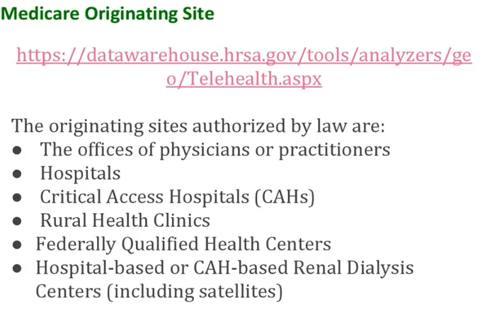This is the link that you can use as a tool, right? To determine if you can render a telehealth service to your patient. Just go here and then you enter your patient's address and it will tell you if that originating site or address is eligible for telehealth services. Okay, so I hope you followed me on that one. Now, the originating sites authorized by law are also the offices of physicians or practitioners, the hospitals, critical access hospitals, the rural health clinics, the federally qualified health centers, and the CAH or the hospital-based renal dialysis, including their satellites. Okay?